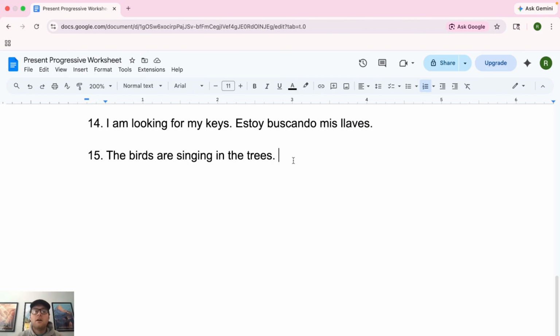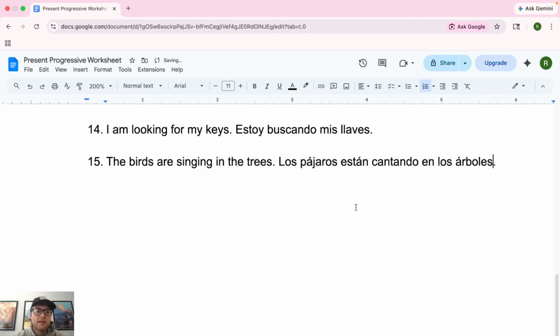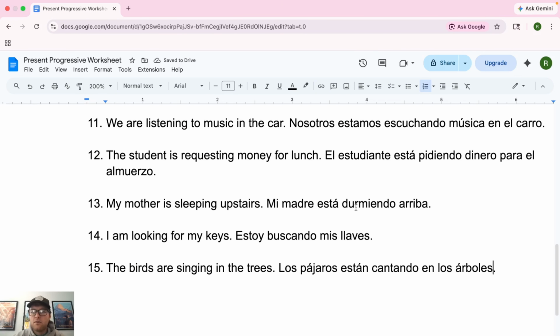And number 15, the birds are singing in the trees. All right, so the verb here is going to be cantar. Los pájaros están, because there's more than one of them, so están cantando en los árboles. All right, so pájaros gets a tilde, están gets a tilde. They are singing in árboles también gets a tilde. So let's go back real slow over each one in case you missed it.